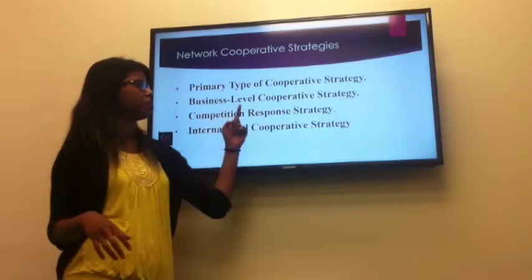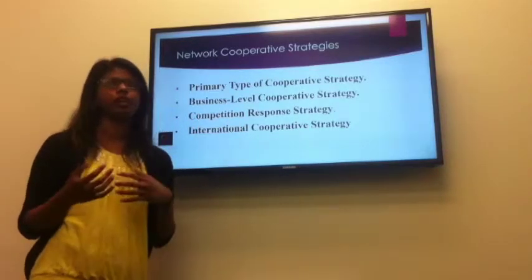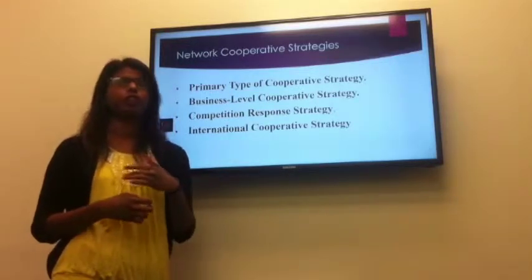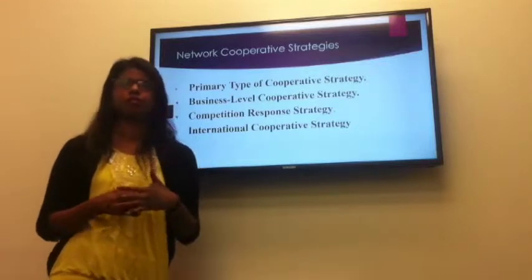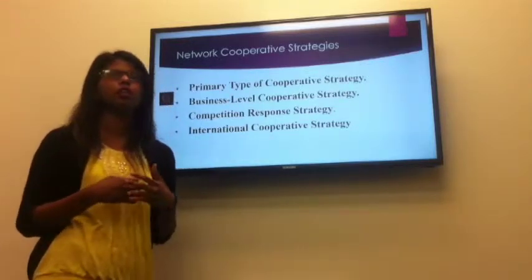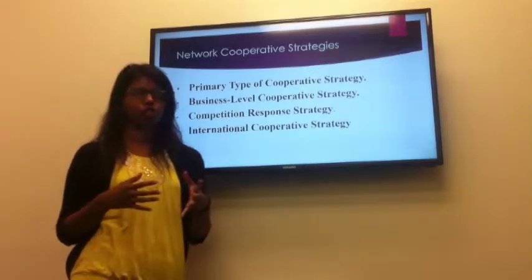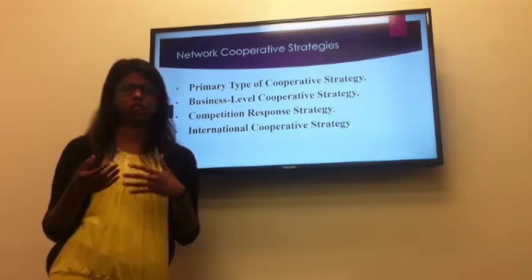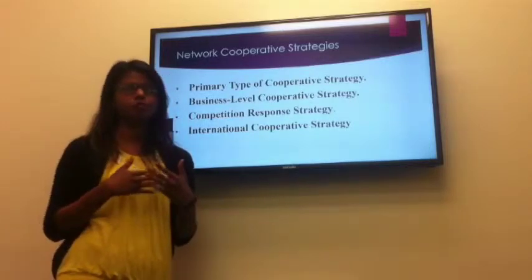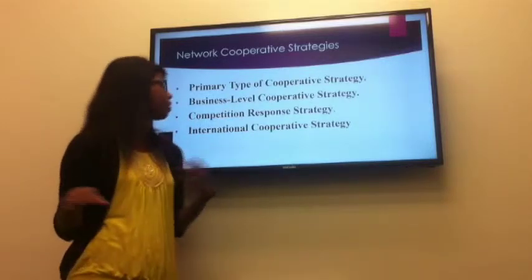Coming to the business level cooperative strategy, firms share some of their resources and capabilities in complementary ways to develop competitive advantage. There are two types of business level cooperative strategies: one is vertical and one is horizontal. Vertical is where the firms share resources from different stages, and in horizontal, the firms share resources at the same stage.